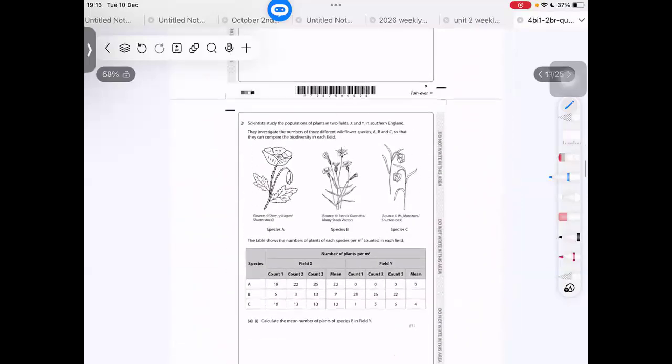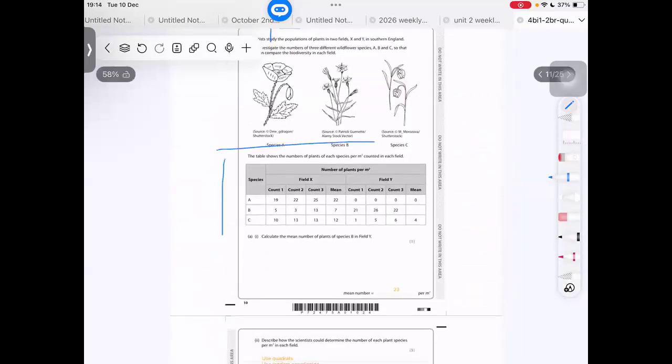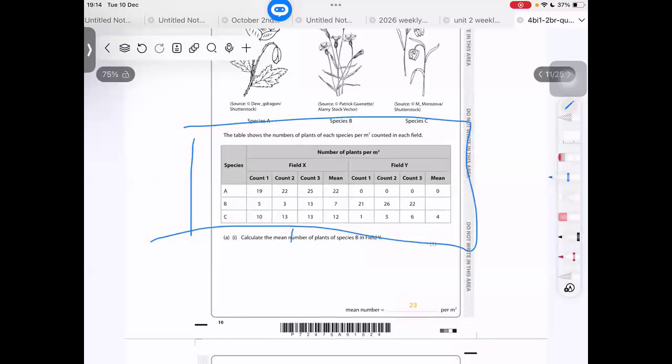Here they have given us, scientists have studied the population of two plants in two fields called X and Y. They have given us a diagram as well, and they have asked us to calculate the mean number of plants of species B in field Y. So if you take species B in field Y, you can see 21, 26, 22 is there, right?